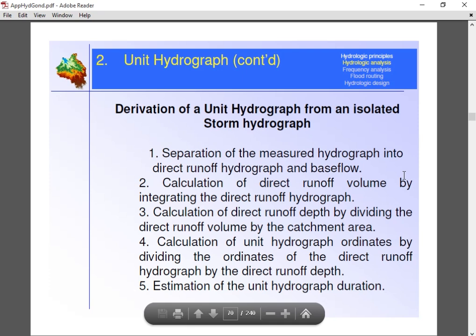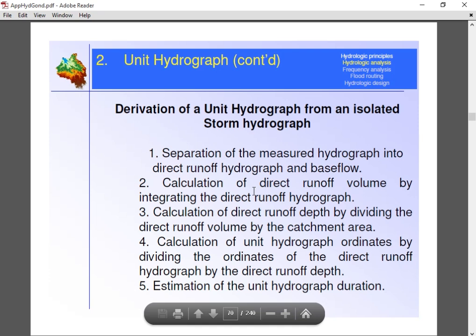Welcome to today's tutorial on derivation of a unit hydrograph from an isolated storm hydrograph. In today's tutorial, we will see how to derive or generate a unit hydrograph from an isolated storm hydrograph. The first thing you should know is the separation of the measured hydrograph into direct runoff hydrograph and base flow.